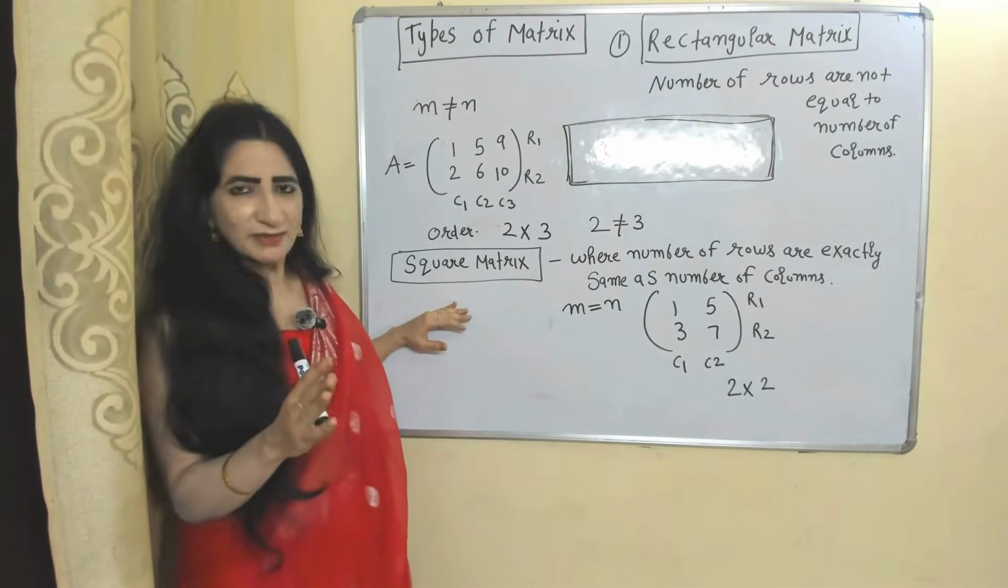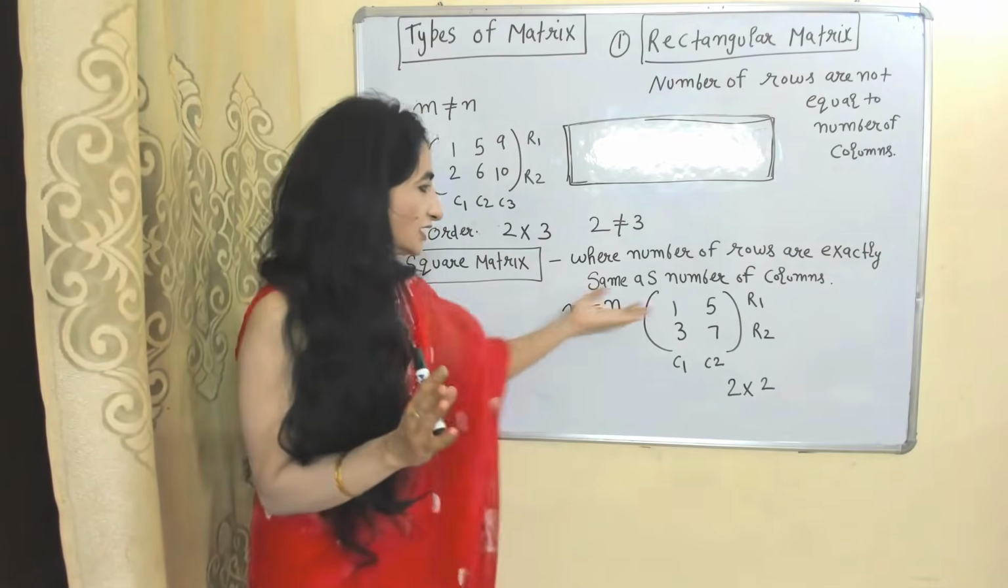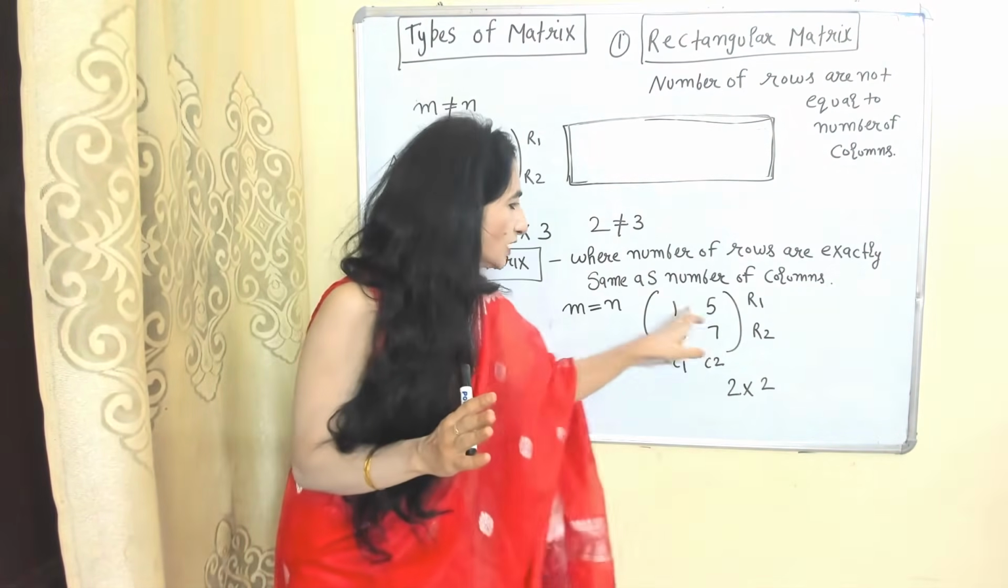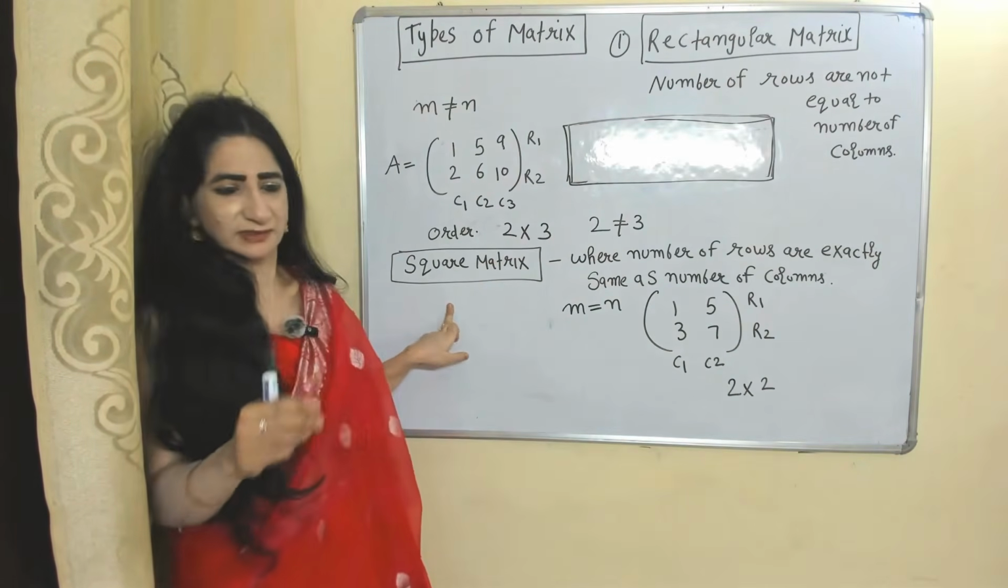In case of a square matrix, the number of rows and columns are exactly equal to each other. Here you can see the number of rows is 2 and the number of columns is also 2. So it will be called a square matrix.